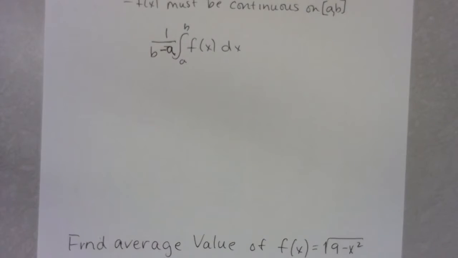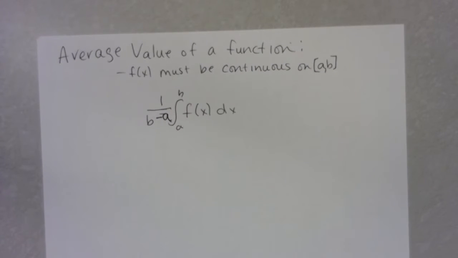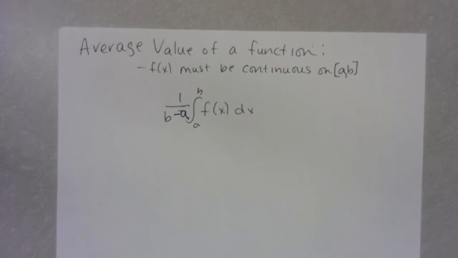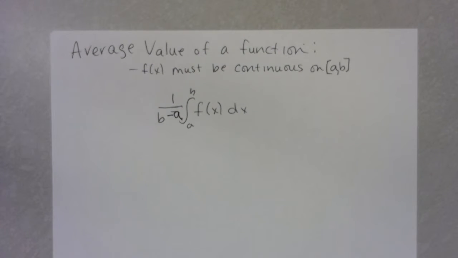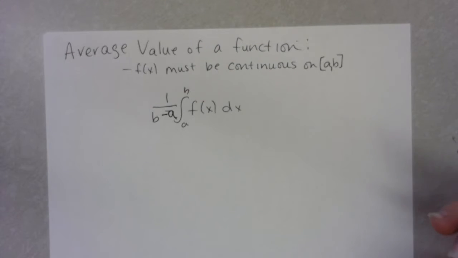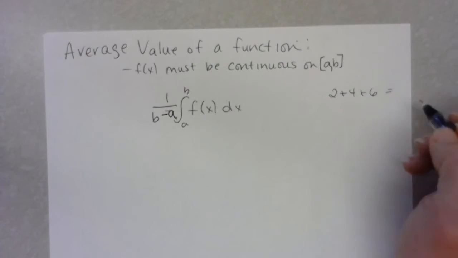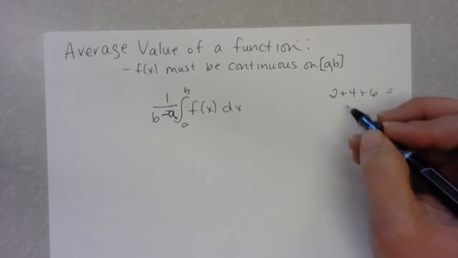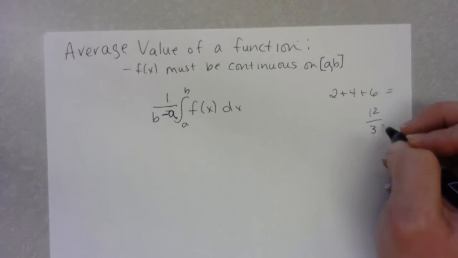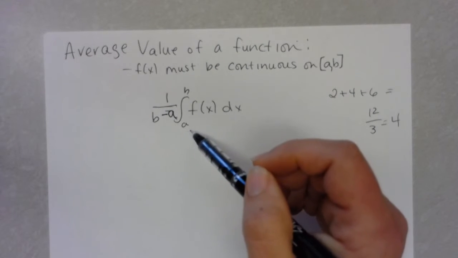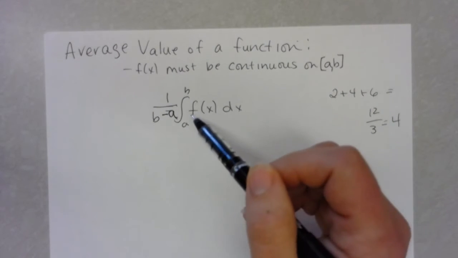All right. And then the last thing that we're going to talk about here is the average value of a function. Now, the average value of a function is kind of like if you were going to calculate an average of three things, you had 2 plus 4 plus 6. Then you add these all up and you get 12, and then you divide by 3, so your average is 4.